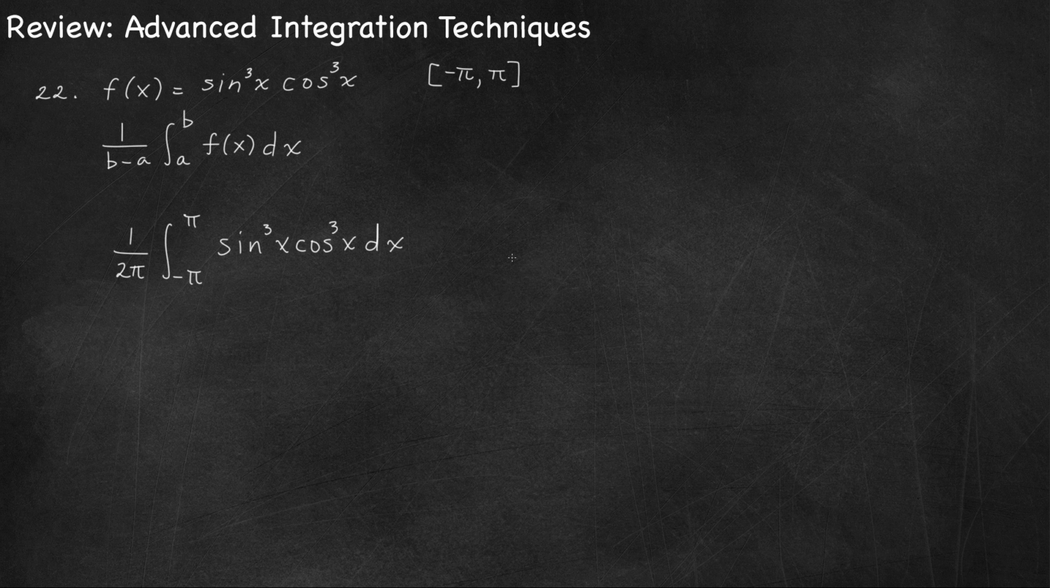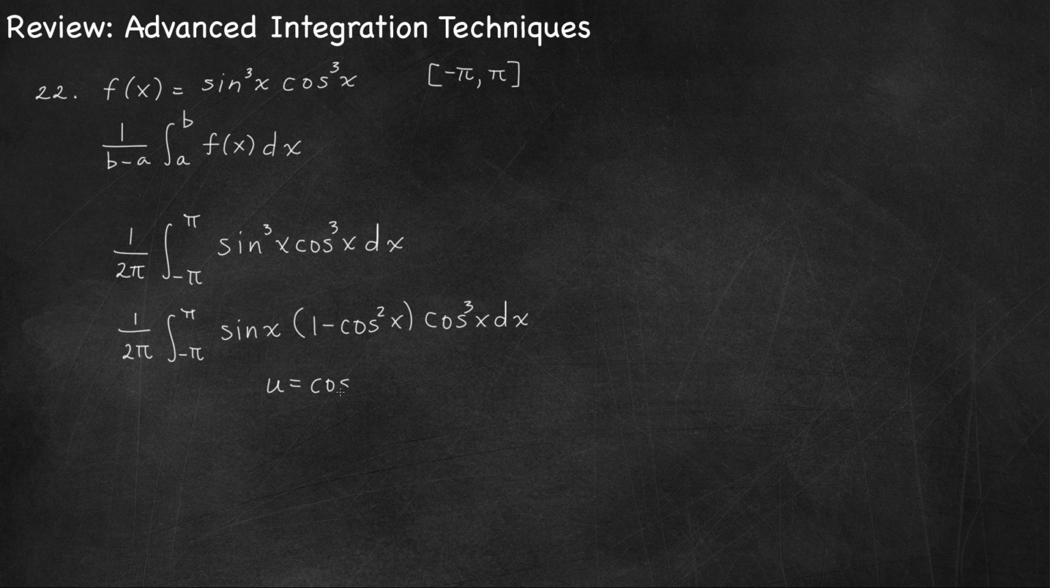We have an odd number of sines and an odd number of cosines here. So it's our choice whether we want to save a sine or save a cosine. I'm going to let cosine x be my u. That means I'm going to save a sine. Okay, so 1 over 2 pi, integral negative pi to pi. I'm going to save a sine x, and the other sine squared x, I'm going to convert to 1 minus cosine squared x. Cosine cubed x dx. It's just easier to integrate cosine than it is to integrate sine, which is why I chose that for my u.